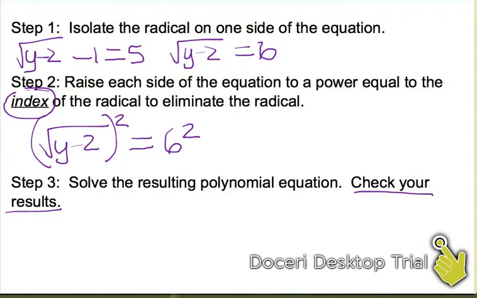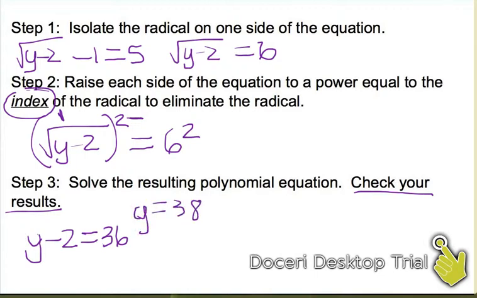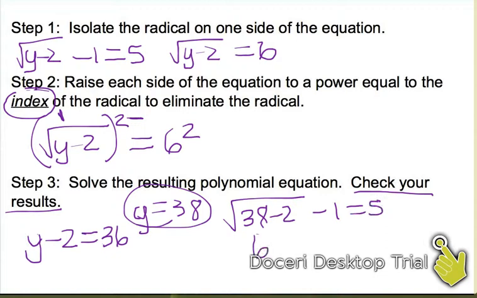So with this problem, since squaring and taking the square root are inverses of each other, on the left I'll have y minus 2, and on the right I'll get 36, so I have y equals 38. And I will double check to make sure it's not extraneous by doing the square root of 38 minus 2, and then subtracting 1 from that equals 5. So that gives me 6 minus 1 equals 5, and therefore 5 equals 5, so my problem checks.